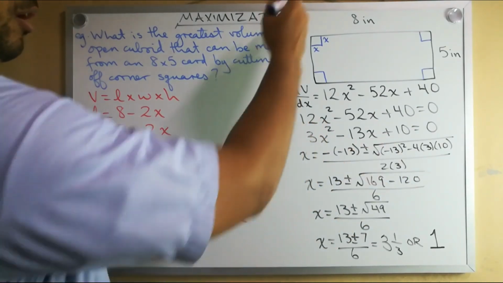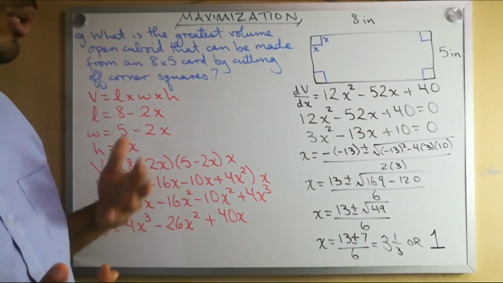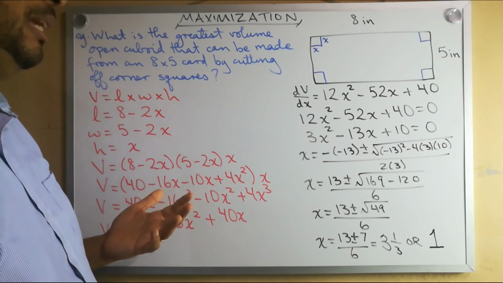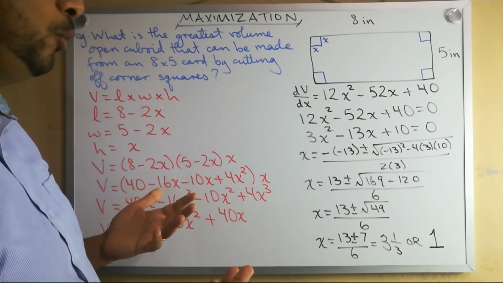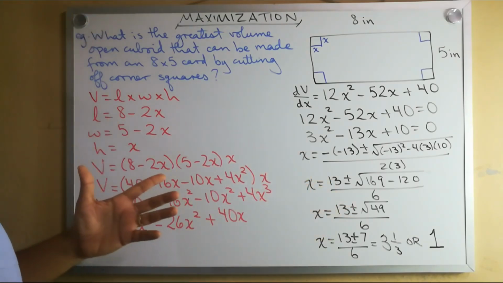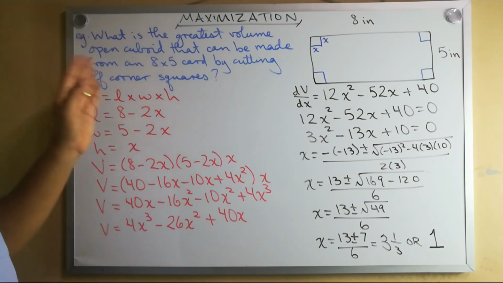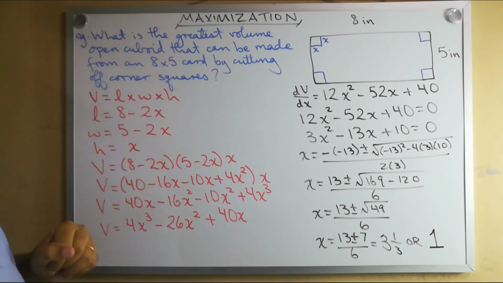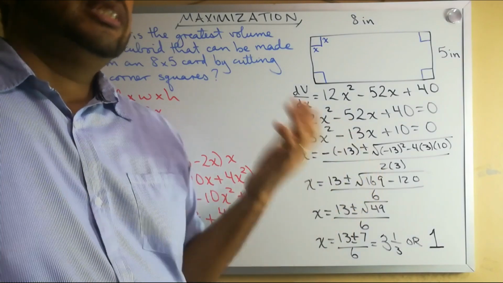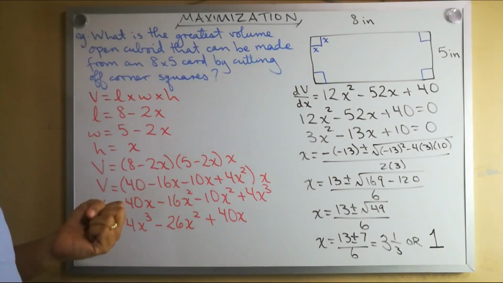So we cut off these corner squares here. We could guess and check what has the most volume, or we can use calculus to determine exactly and accurately what the greatest volume we can get from this 8 by 5 card by cutting off the corner squares. So what we need to do is first set up our problem. What do I mean by that?